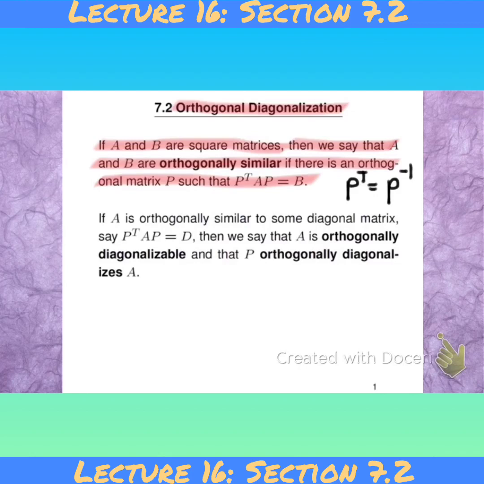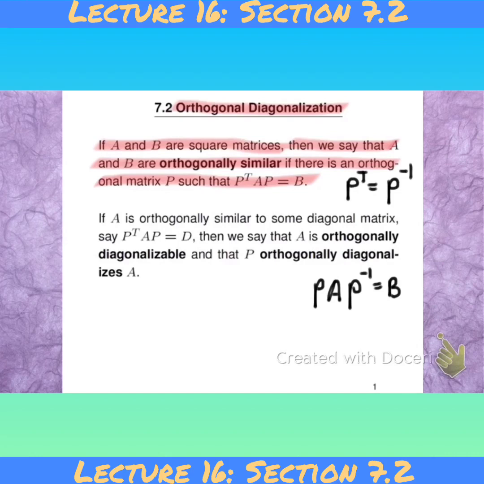A and B are similar if I can find a matrix P such that P times A times P's inverse is B. Right, so this definition is very much similar to that previous definition. The only difference here is P is an orthogonal matrix.